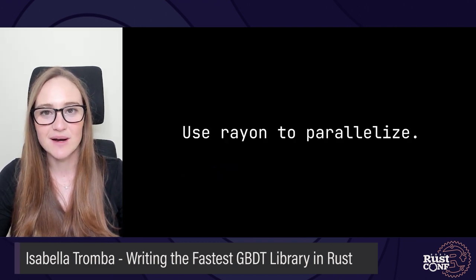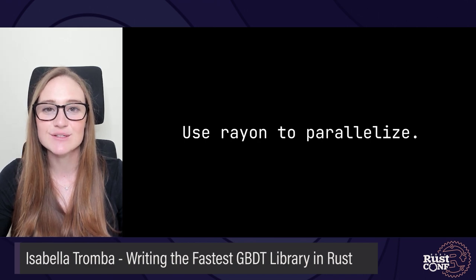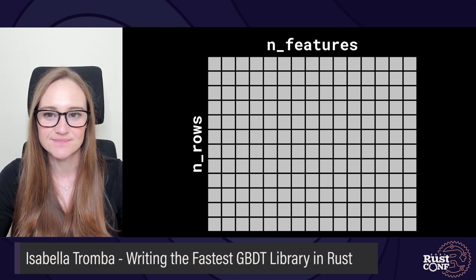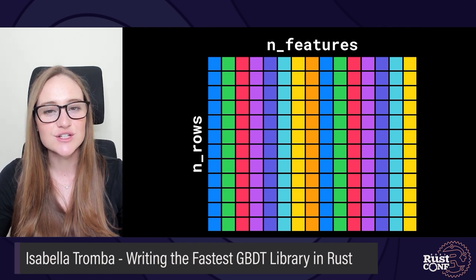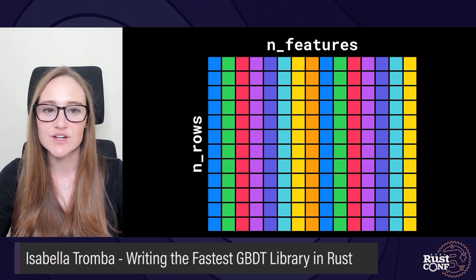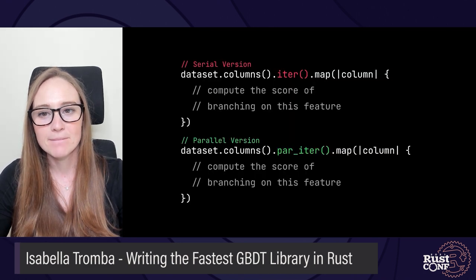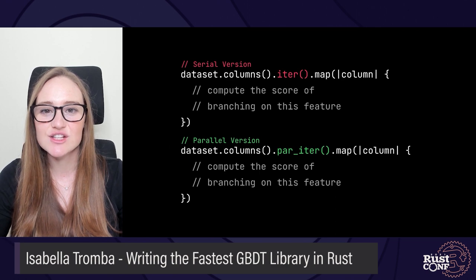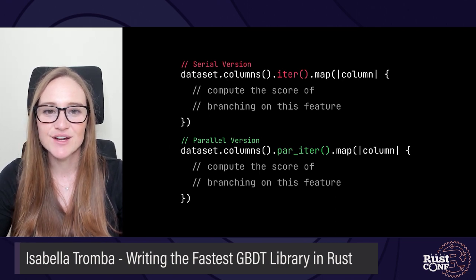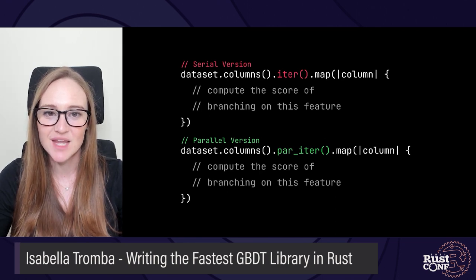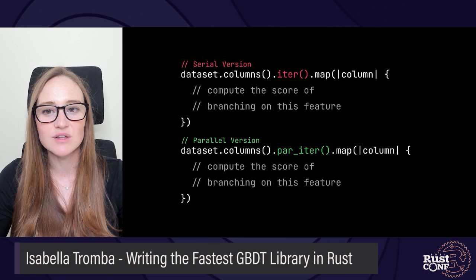The first thing we did was parallelize our code, and Rayon makes this really easy. The process of training trees takes in a matrix of training data, which is n rows by n features. To decide which feature to use at each node, we need to compute a score for each feature. We can compute that score for each feature in parallel. With Rayon, it's as easy as changing the call to iter to par_iter. Rayon will keep a thread pool around and schedule items from your iterator to be processed in parallel. This works well when the number of features is larger than the number of cores on your computer.